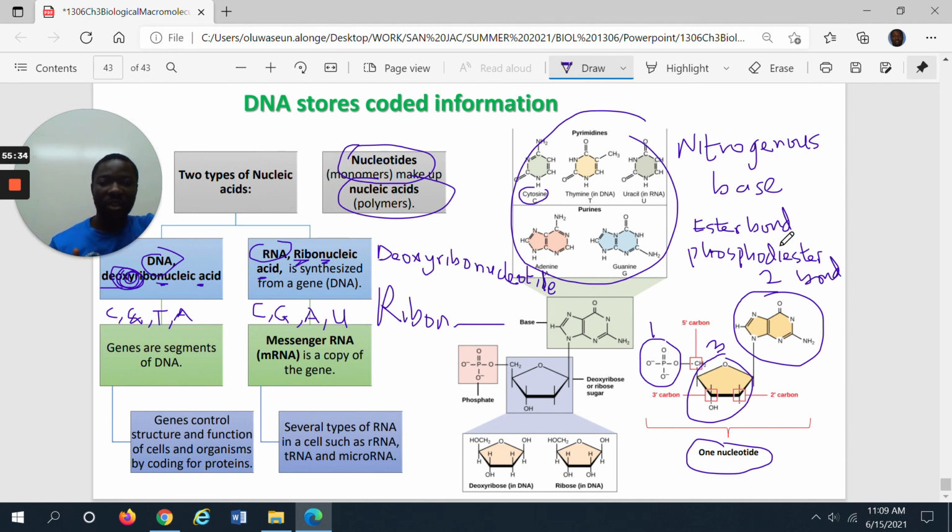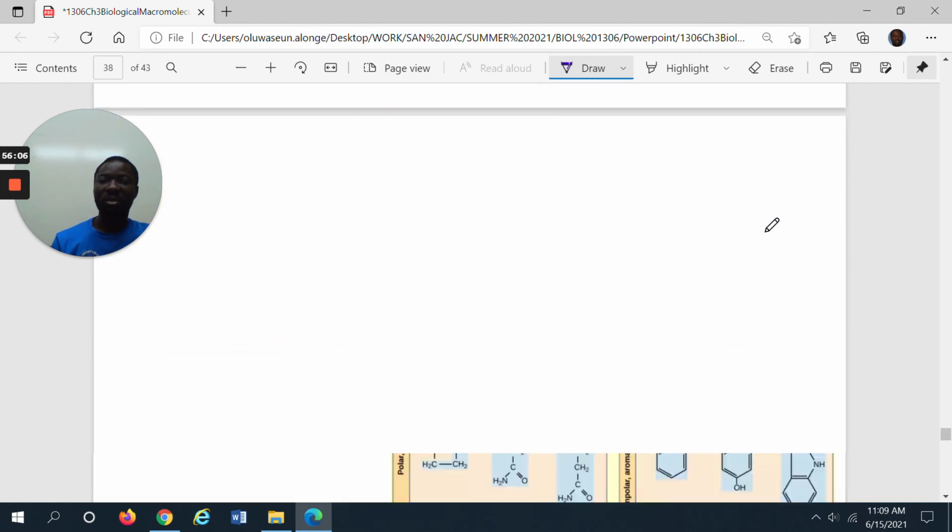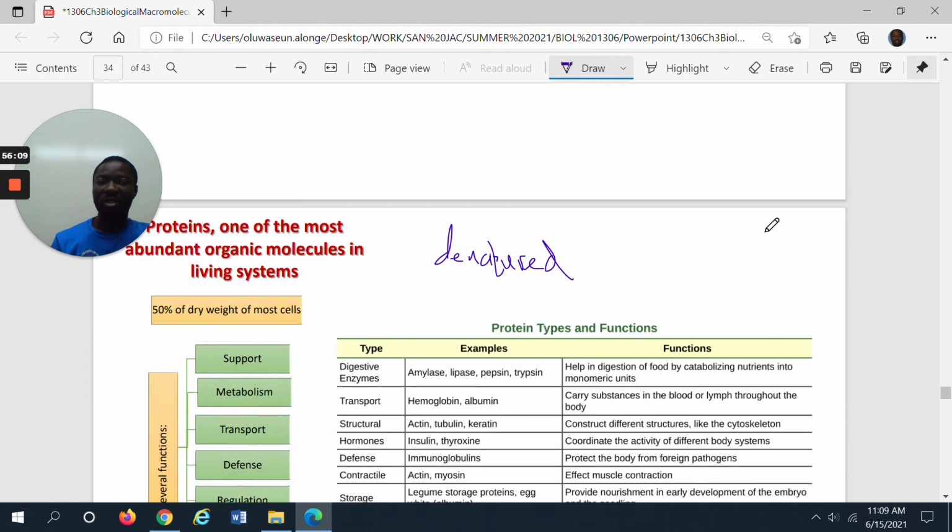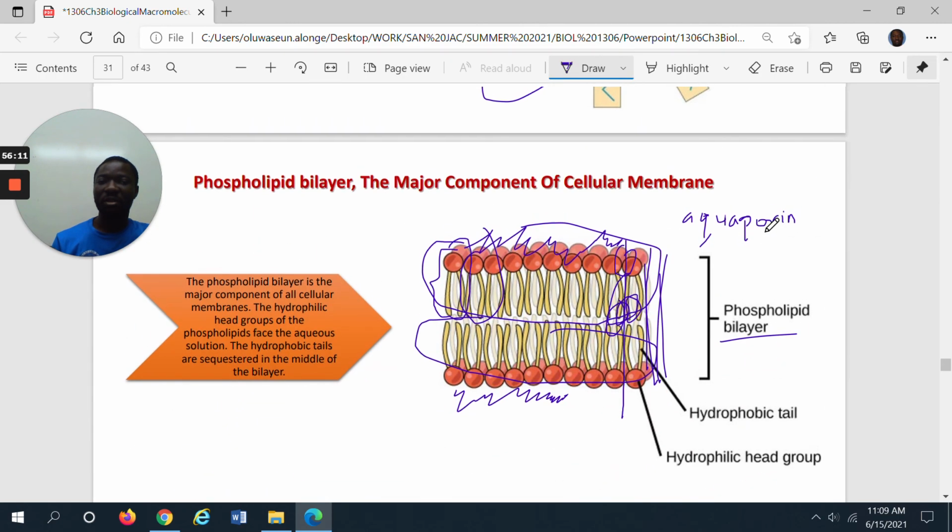Now if we want to make a series, you remember that on carbohydrate the monomer is monosaccharide, the bond is glycosidic bond. For proteins, the monomer is amino acid, the bond is peptide bond. For nucleic acid, the monomer is nucleotide, the bond is phosphodiester bond or ester bond. Now you remember we didn't talk about the monomer in lipids. Why? Lipids, they don't have monomers.